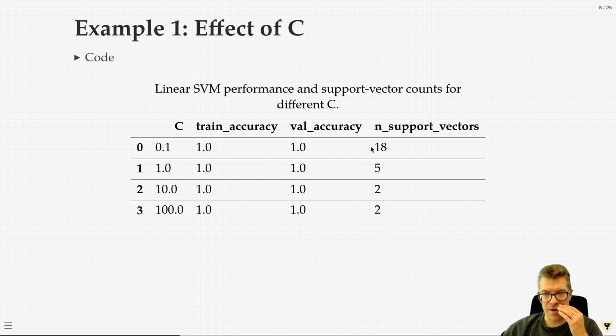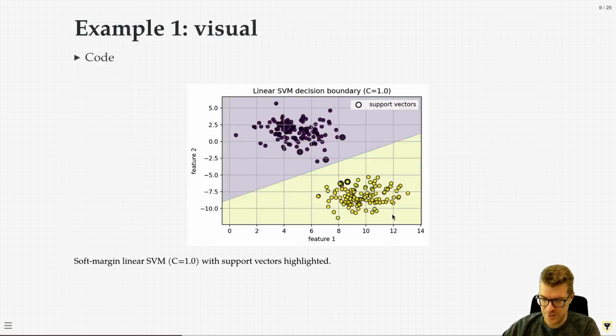What's different here is the number of support vectors we end up with. So you'll notice when we have C being set to 0.1, we have 18 support vectors. Those are points that are on the margin. But as we increase C all the way up to 100, we get fewer and fewer support vectors. So we'll talk about why that is in a moment.